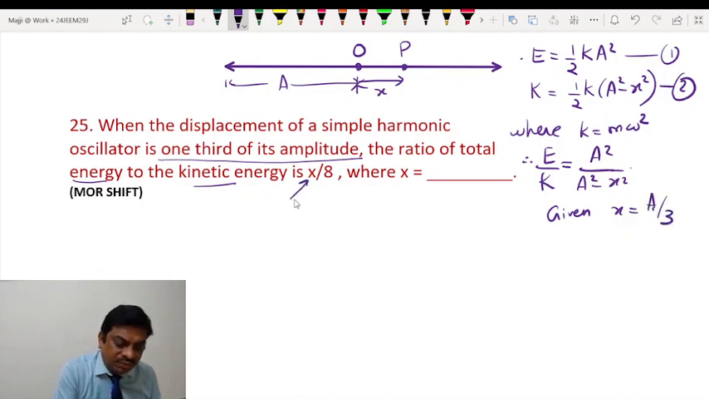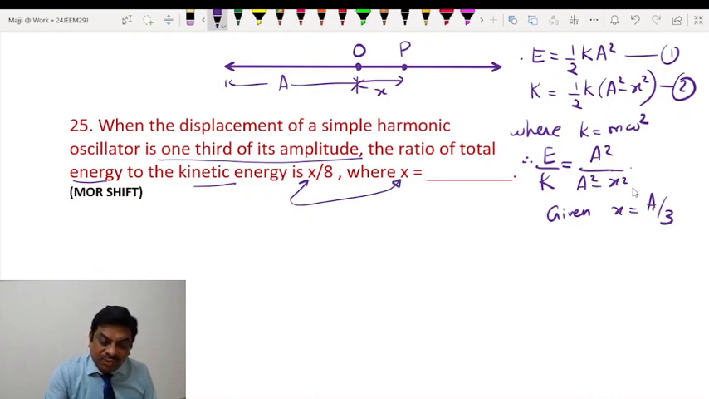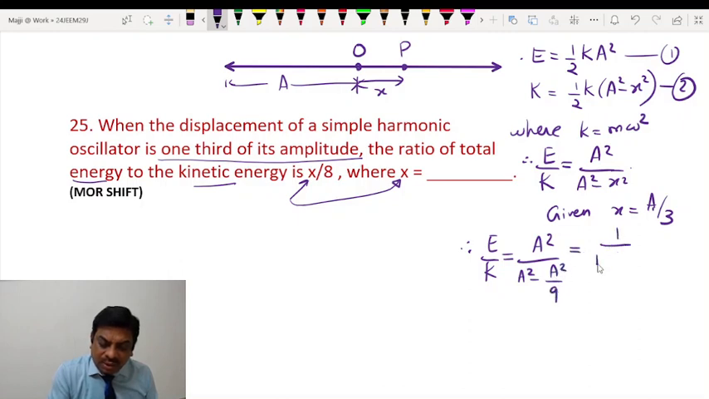Students, kindly don't confuse that x with this x. This is different. So when we substitute here, we get the required ratio as A square upon A square minus A square by 9. So it is 1 by 1 by 9.